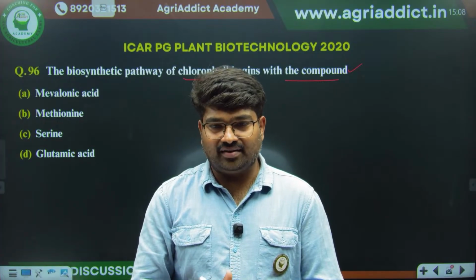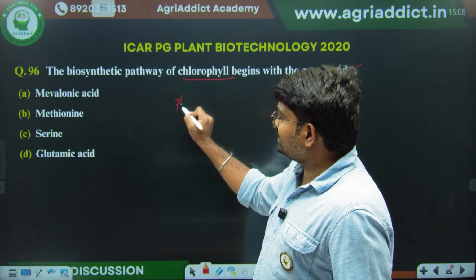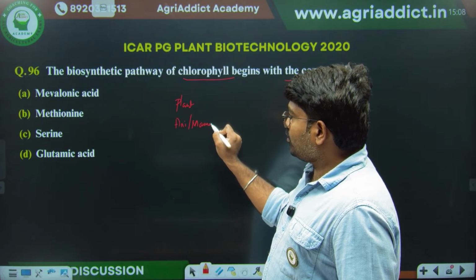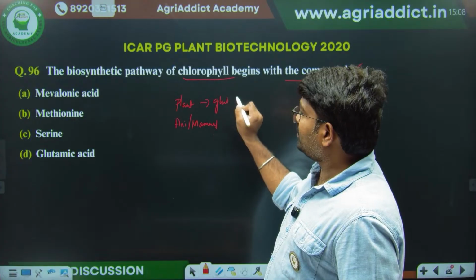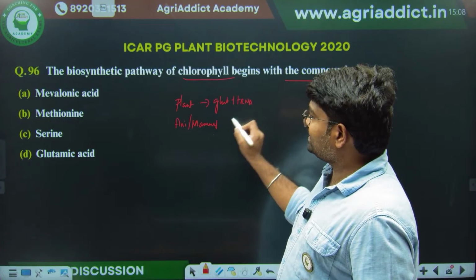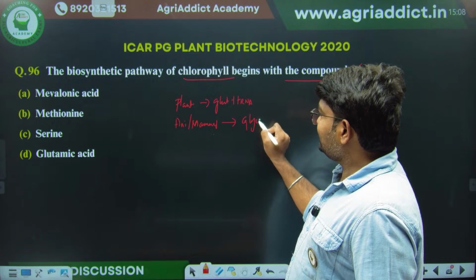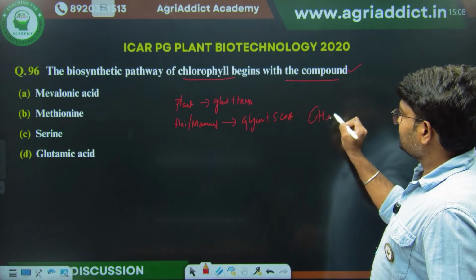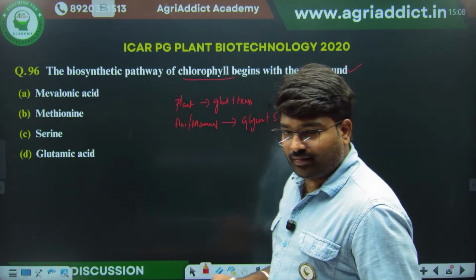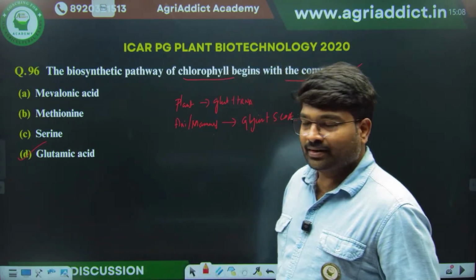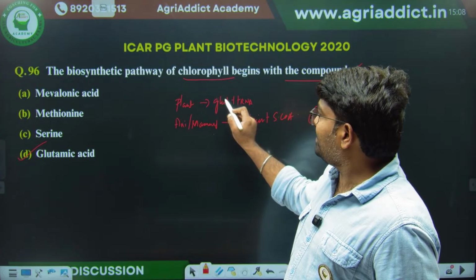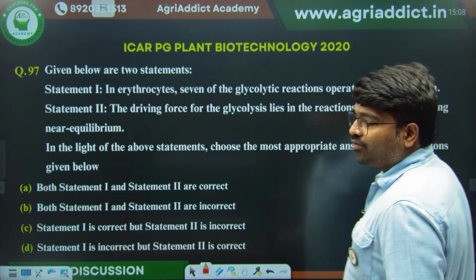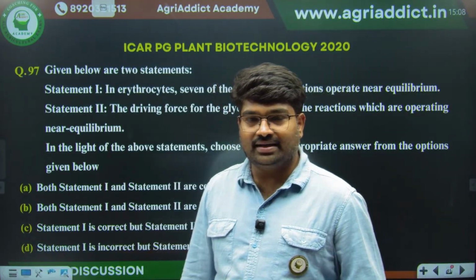This I have told you in the class itself. The difference between plants and mammals: in plants glutamyl tRNA, or glutamic acid plus tRNA, will act as a precursor, but in humans glycine plus succinyl CoA will act as a precursor for heme synthesis. So what will be the answer? Yes, glutamic acid. The precursor for heme synthesis is glutamic acid plus tRNA in plants. In animals and mammals, glycine and succinyl CoA will act as a precursor. That is also another important point.